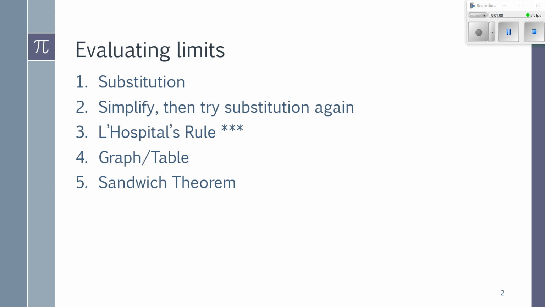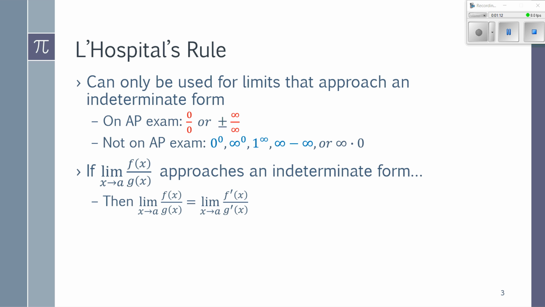So L'Hopital's rule itself can only be used for limits that approach what's called an indeterminate form. Please note I'm saying approaching, not equaling, because the idea here with L'Hopital's rule is that we always have to talk about approaching, not equaling. So the two that it's really designed for are when we have limits that approach 0 over 0 or positive and negative infinity over infinity.